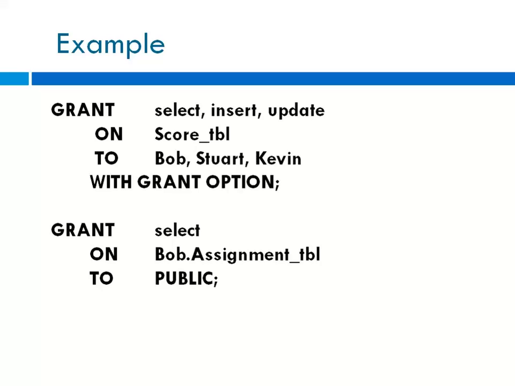So the example here is grant select, insert, update. These are the privileges on score underscore table. This is the table name. To Bob, Stuart, Kevin. These are the names of the users to whom I want to give the privileges with grant option.